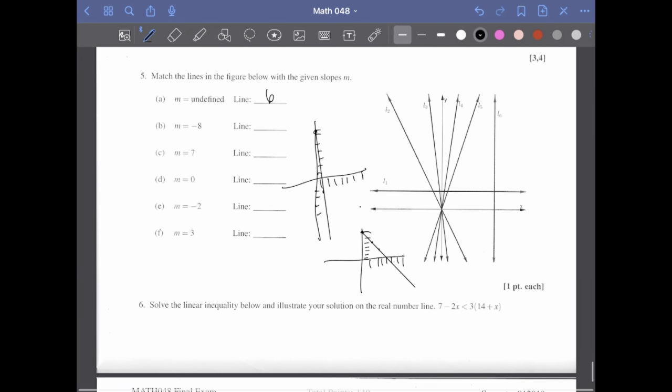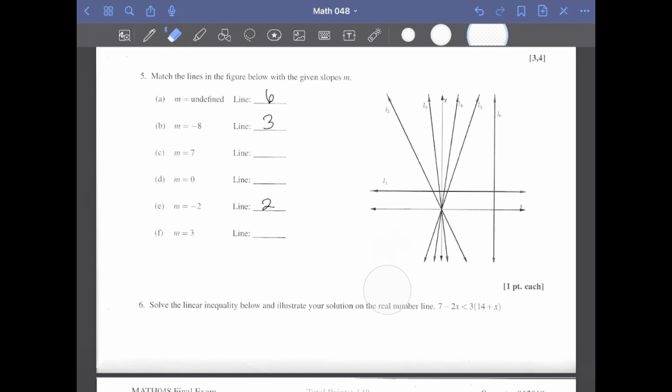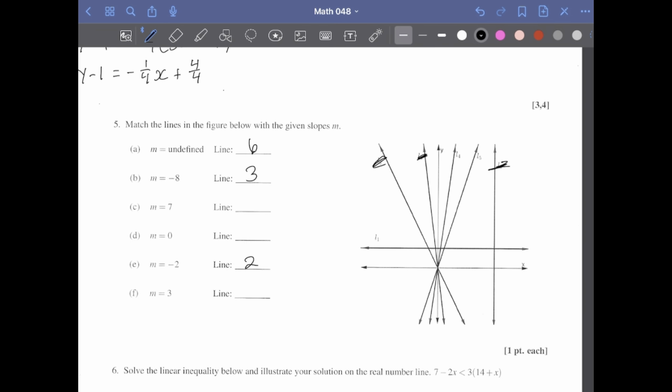So m negative 8, that would be line 3, and m negative 2, that would be line 2. So m equals 7.